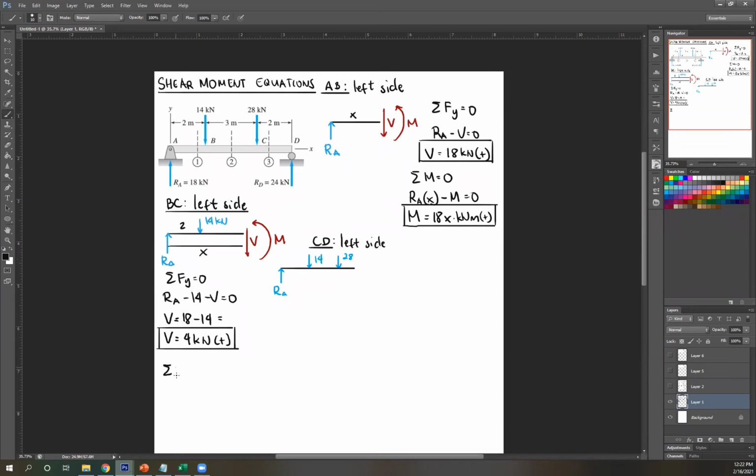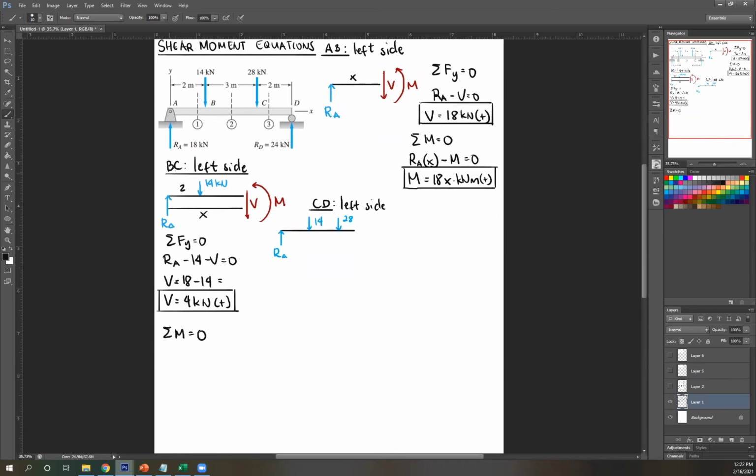Going back to BC, summation of moment equals 0. Starting with the left side, RA, about this clockwise, so positive, then distance, RA times X. Next, 14, about this side is counterclockwise, so minus 14 times distance. This distance is now your distance X minus 2, right? So X minus 2. And then M is counterclockwise, as you can see, so minus M equals 0.